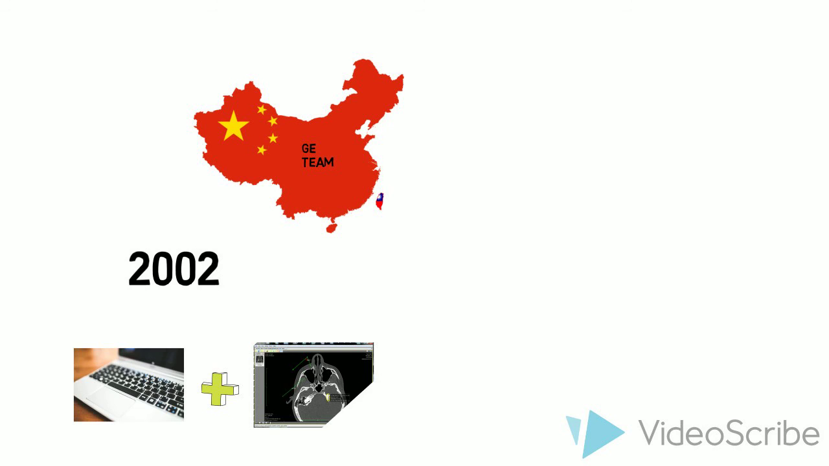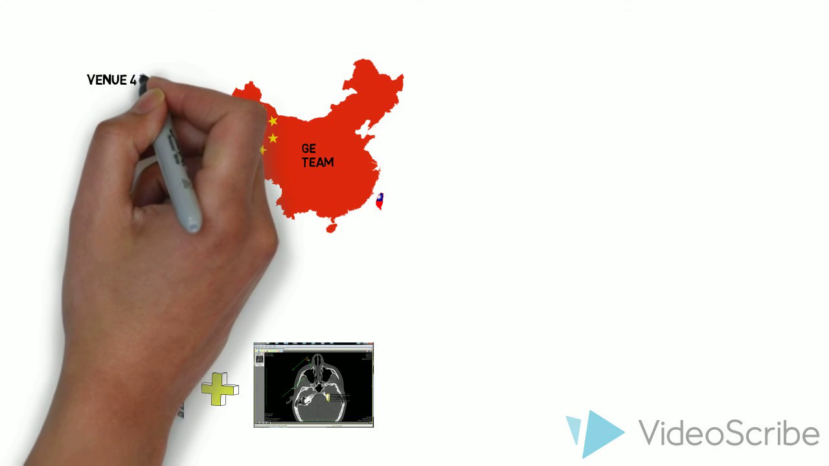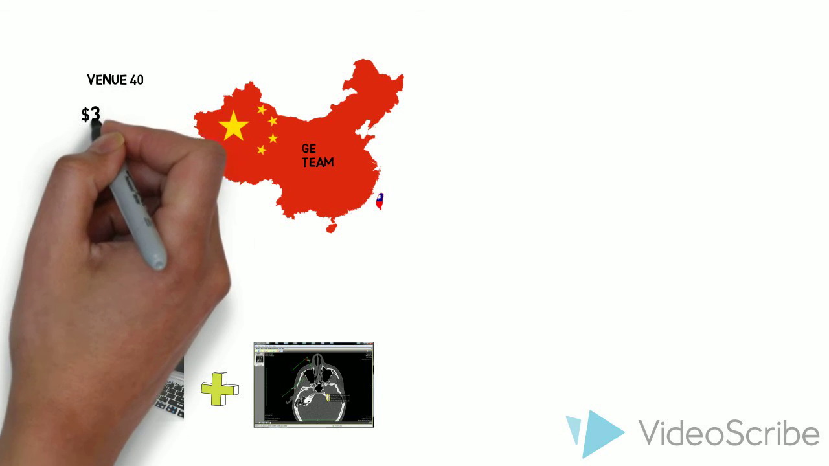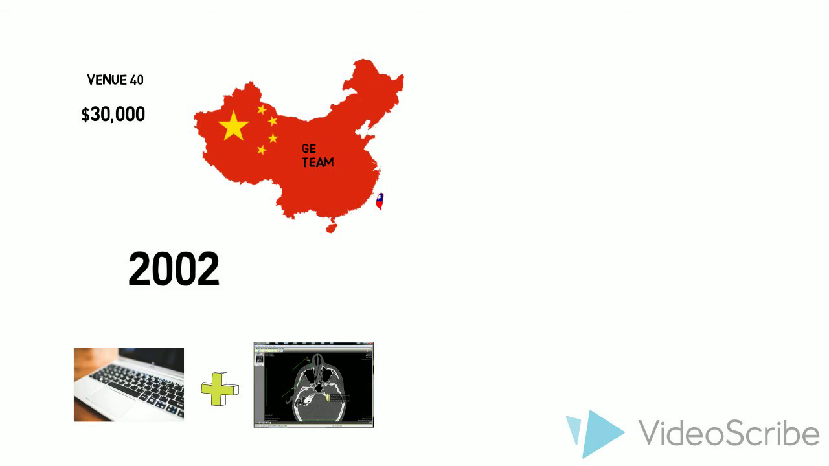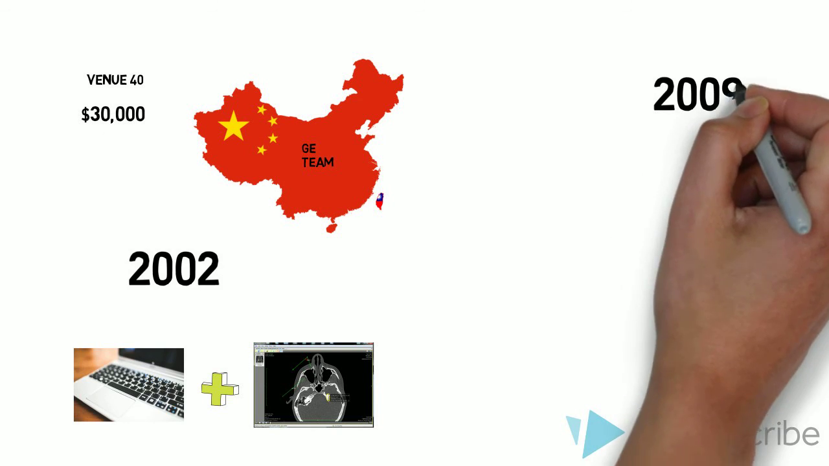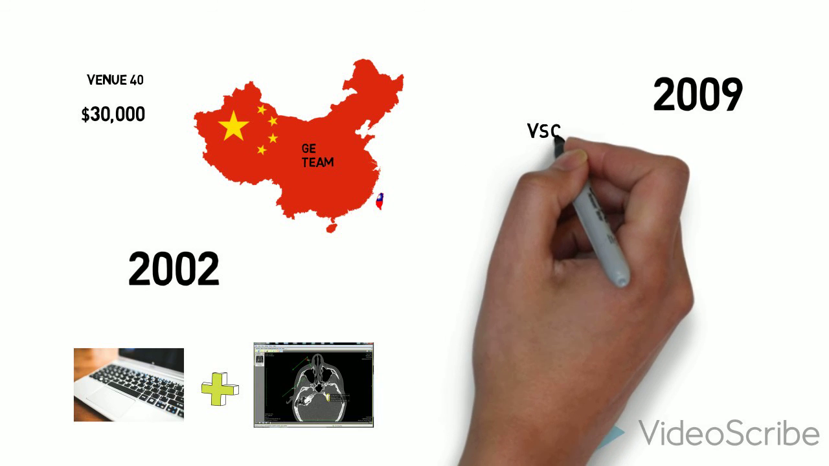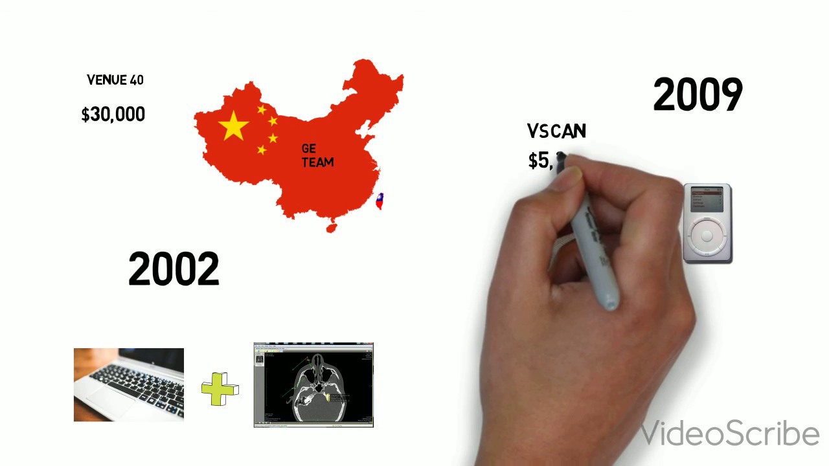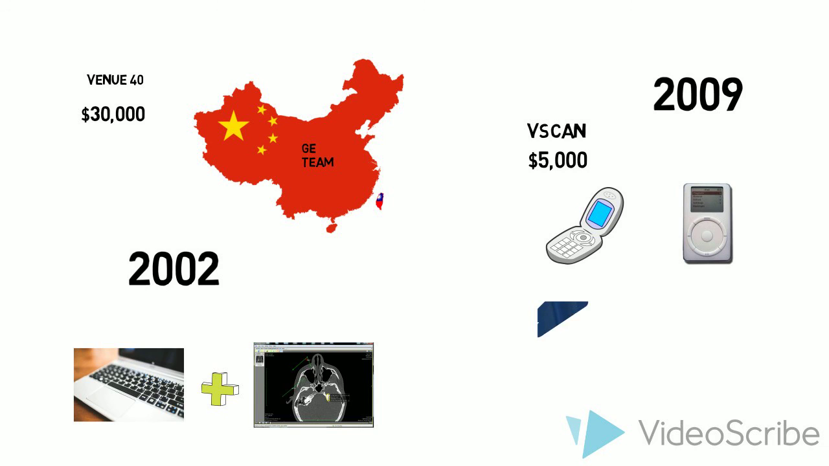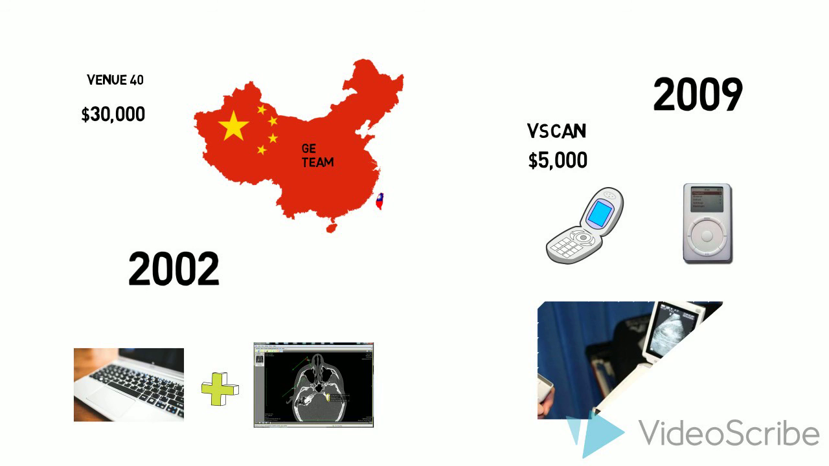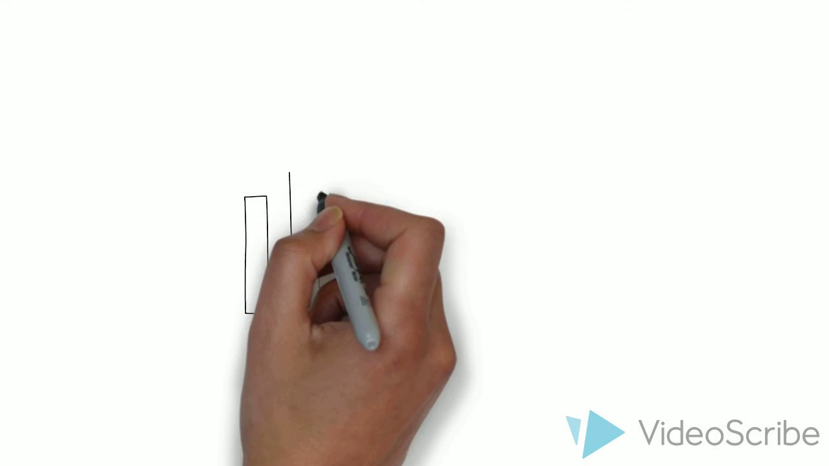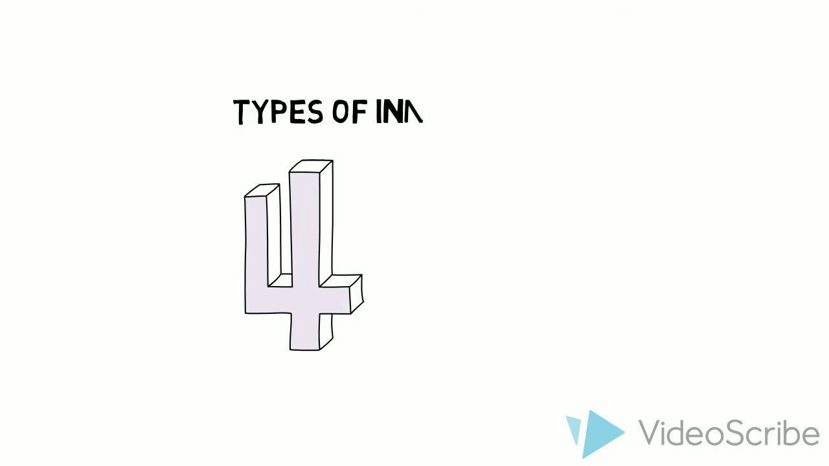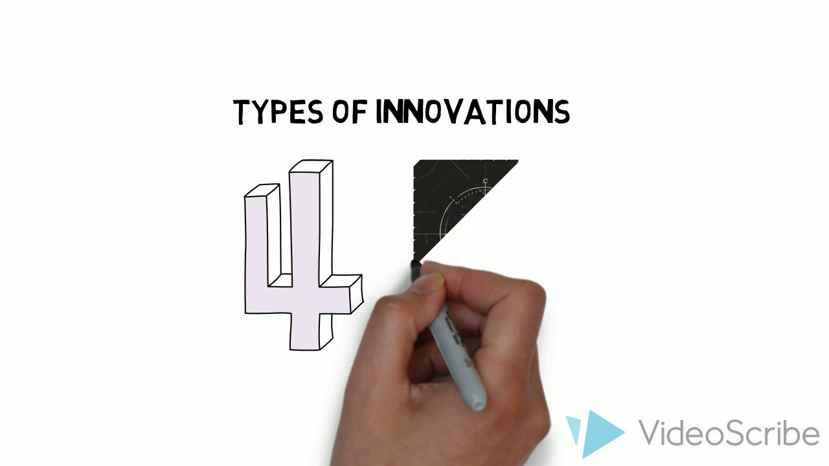sophisticated imaging software. This lightweight device, 11 pounds, unveiled the new medical device Venue 40 in the US at a price of less than $30,000. In 2009, they created the V-Scan, an even smaller device that looks like a cross between an early iPod and a flip phone. This wireless ultrasound device is priced around $5,000. V-Scan was named the stethoscope of the 21st century. We have discussed four types of innovations that companies can use in order to be successful in the marketplace.